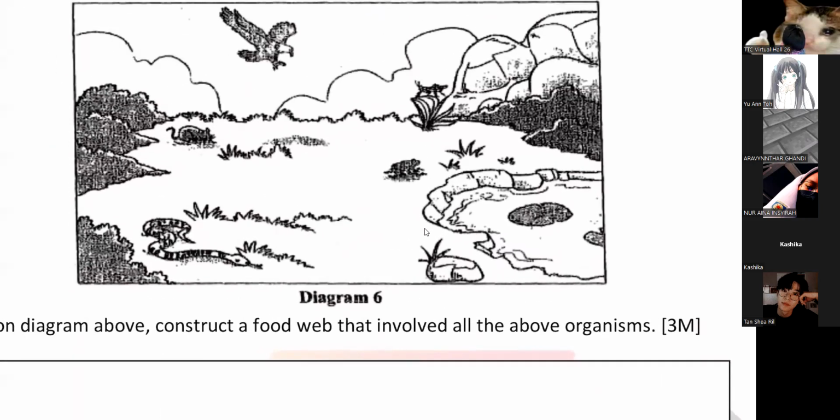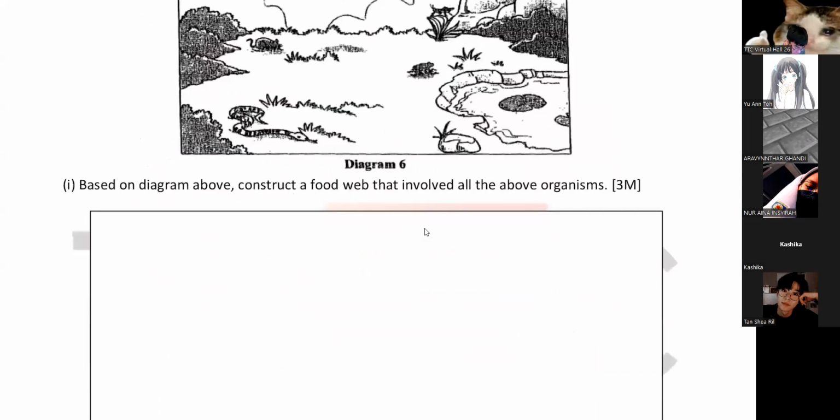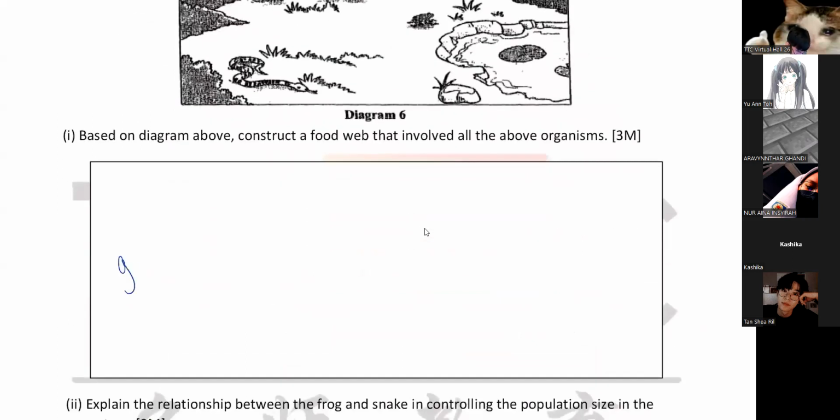Why is it so dark? I can't see anything. Okay, I see a snake here, and then there's a frog. And why is this grasshopper so big? And then I see a mouse, a rat, and then I see an eagle. I think that's all. Wow, this is so hard to see. So black. Okay, so we start from the grass, shall we?